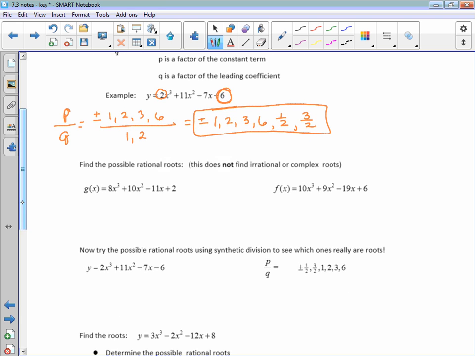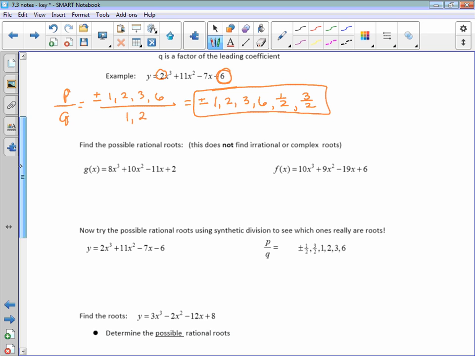All right, guys. So let's do the next one there. Let's do g of x together, and then I'll have you do the f of x on your own. So I need my p over q. So my constant term is 2. What are the factors of 2? 1 and 2. 1 and 2. And that's going to be over my leading coefficient, which is 8. What are the factors of 8?